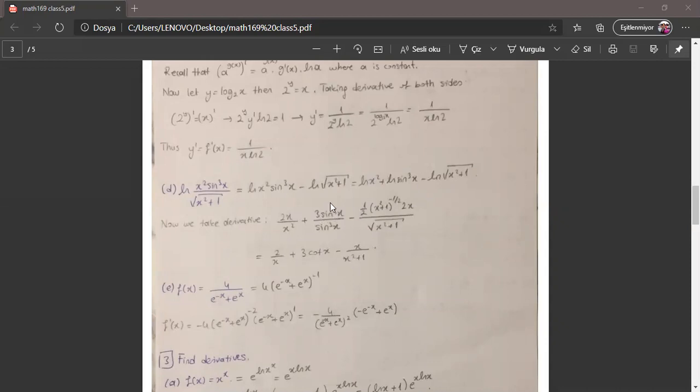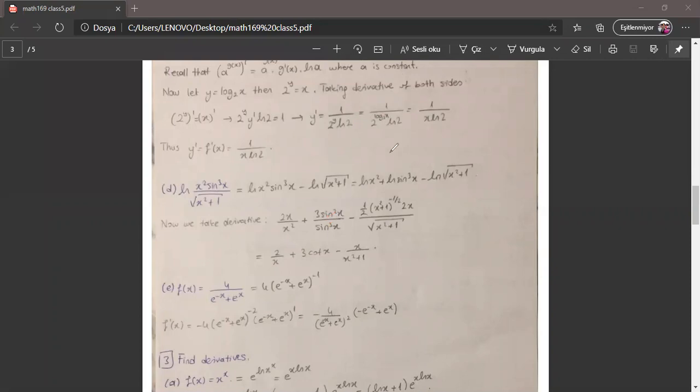So here you can see we have sine squared over... I made a mistake there, sorry.